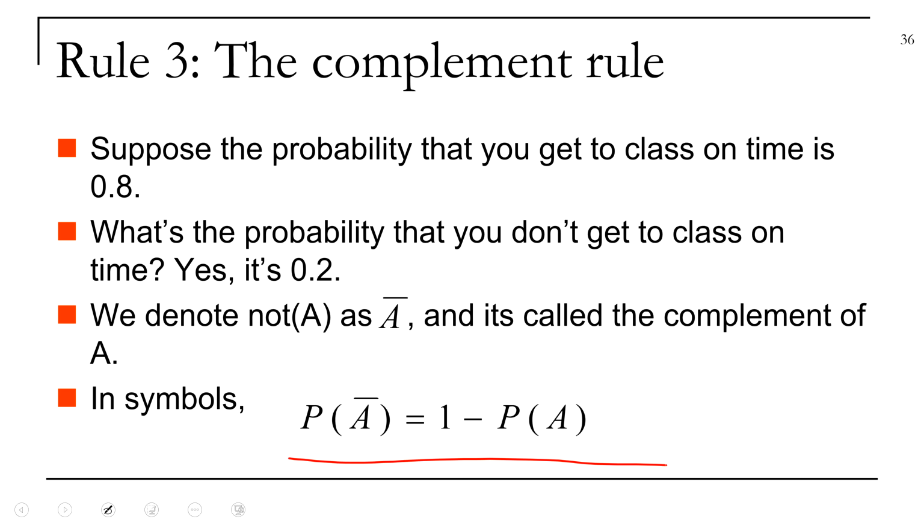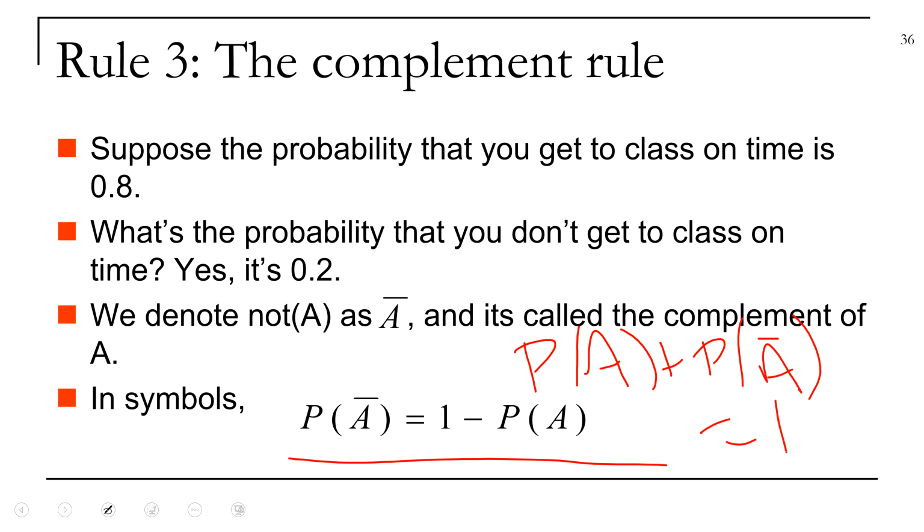And you look at that and you say, do we really even need to write it down? Well, A and A bar can't happen at the same time. It's either going to rain today or it's not going to rain today. So where does this rule come from? P of A plus P of A bar equals 1, because one of them has to happen. So we get the complement rule.